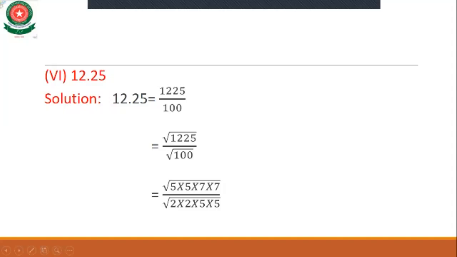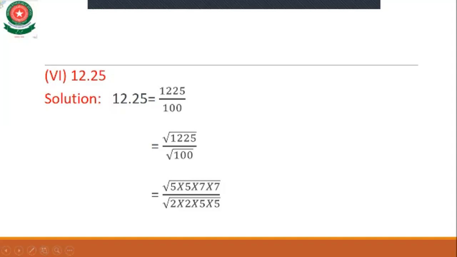12.25. First, we have to remove the point. To remove the point, we put 1 in the denominator. For 2 we use 0, and for 5 we also put 0 in the denominator. In the numerator we write 1, 2, 2, 5, and in the denominator we write 100.